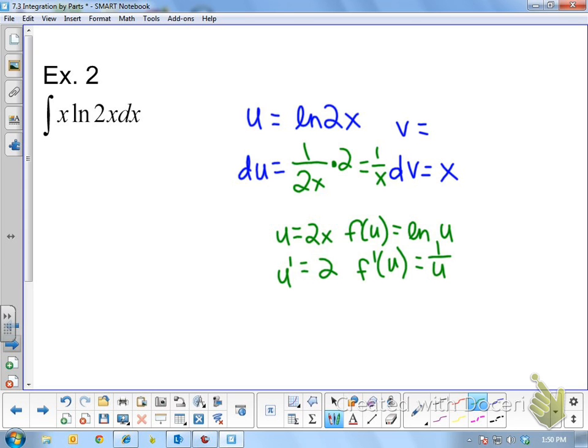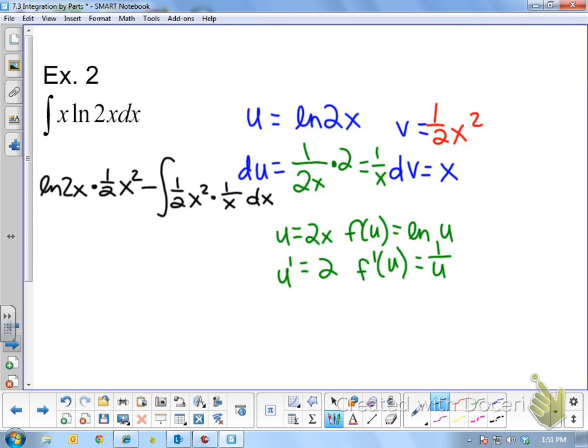Then I have to integrate my other side. I have to integrate dv. So what's the integral of x? 1/2 x squared. And now we put it all together in our formula. U times v. So ln of 2x times 1/2 x squared minus the integral of v du, the integral of 1/2 x squared times 1 over x.